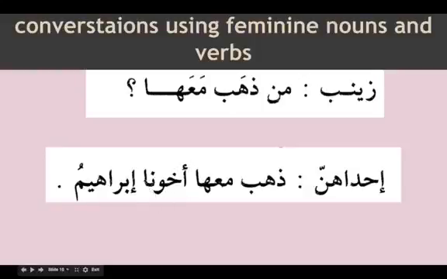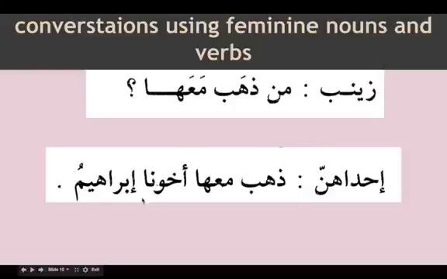And it is mudaf and mudaf ilayhi. So who went? Our brother went with her. So this is how we translate. Whenever we are translating a verbal sentence, we always bring the fa'il first and then the fi'l in English. But when we write in Arabic, it is always fi'l and then fa'il. So who is the fa'il here? Brother of ours. So we say our brother went.